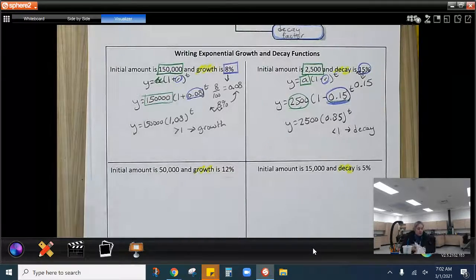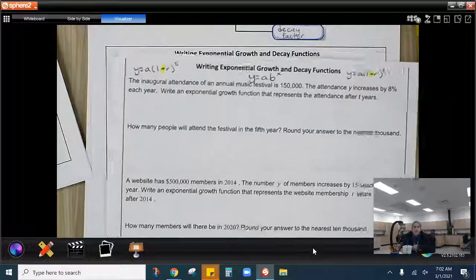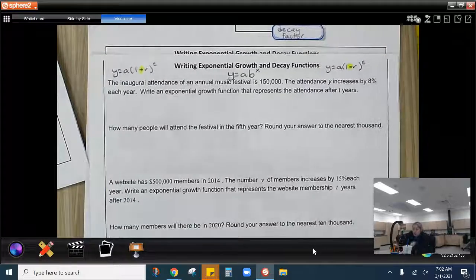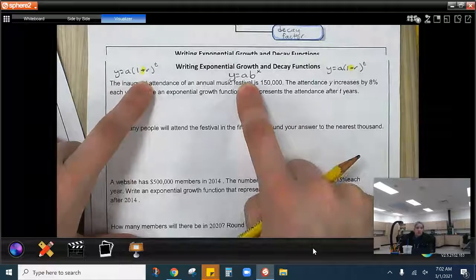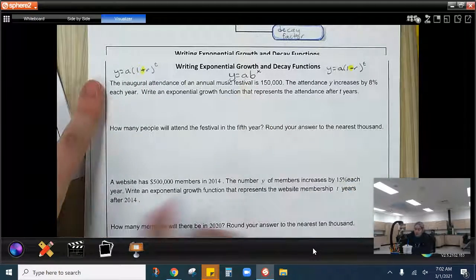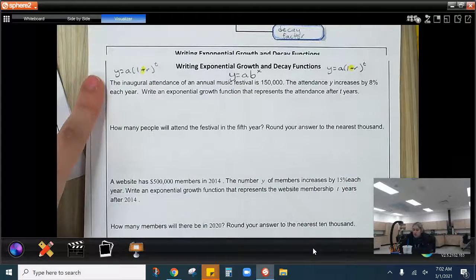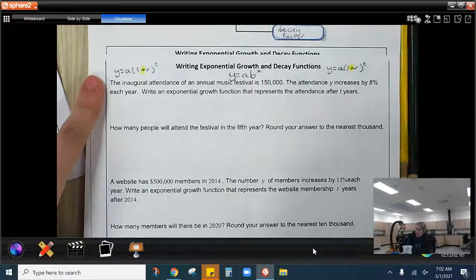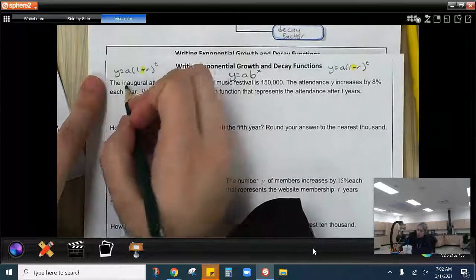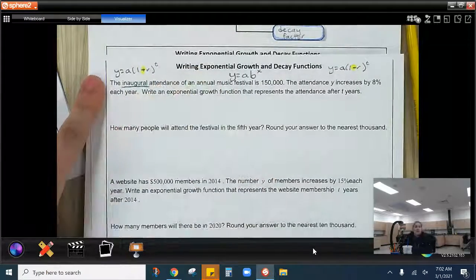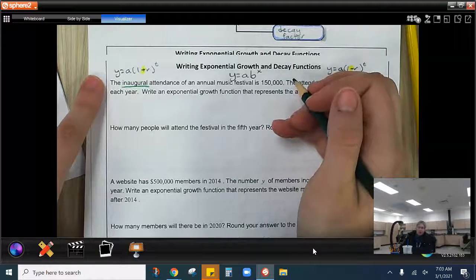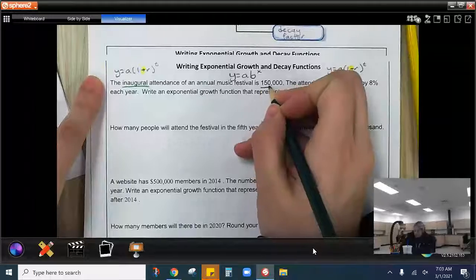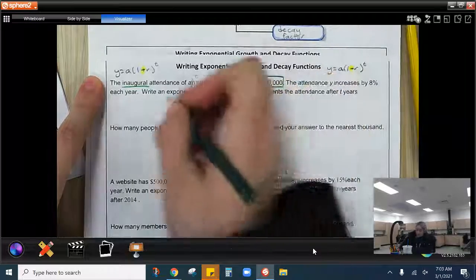All right, so let's take a look at some more growth and decay functions. I rewrote our growth and our decay right here, and then this is just the general exponential form, right? So the inaugural annual music festival is 150,000. Inaugural, for those of you who are not sure what inaugural means, it's like initial. Or the very first would be another way of saying it. So that is 150,000.